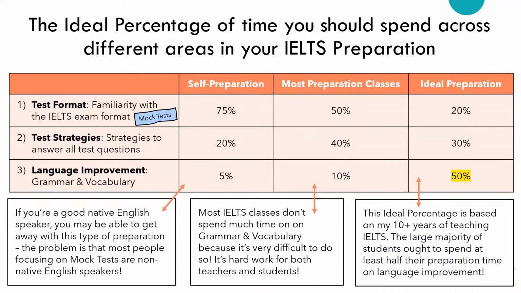Ideal preparation. Of course, the ideal preparation for different people will be different. So I'm just giving you the ideal preparation based on my 10 years plus of teaching experience for the majority of students that take the IELTS exam. The large majority ought to spend about half their time on language improvement because they are not native English speakers. They need to improve their grammar and vocabulary a lot, right? If they want to get the score they want, whether it be 7, whether it be 6, whatever it may be, okay? And they need to take mock tests and be familiar with the test format. They don't have to spend so much time, just 20% of the time is good enough, 30% on test strategies, but the majority of the time needs to be spent on language improvement.